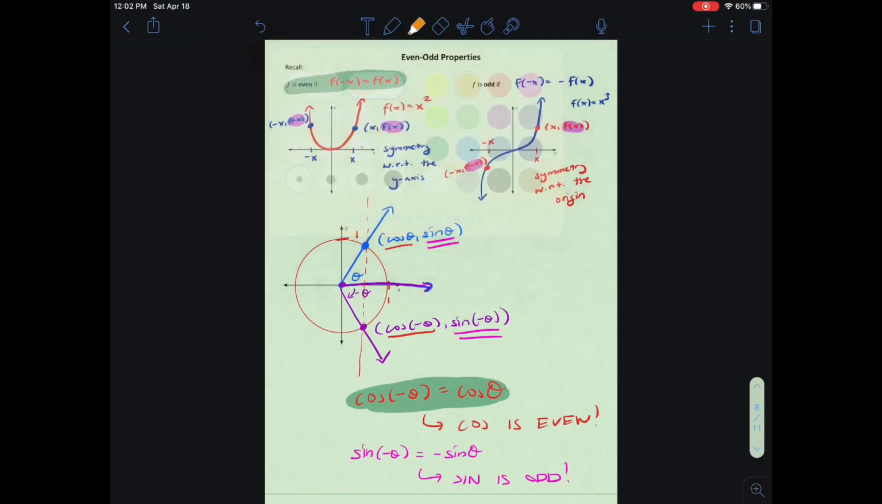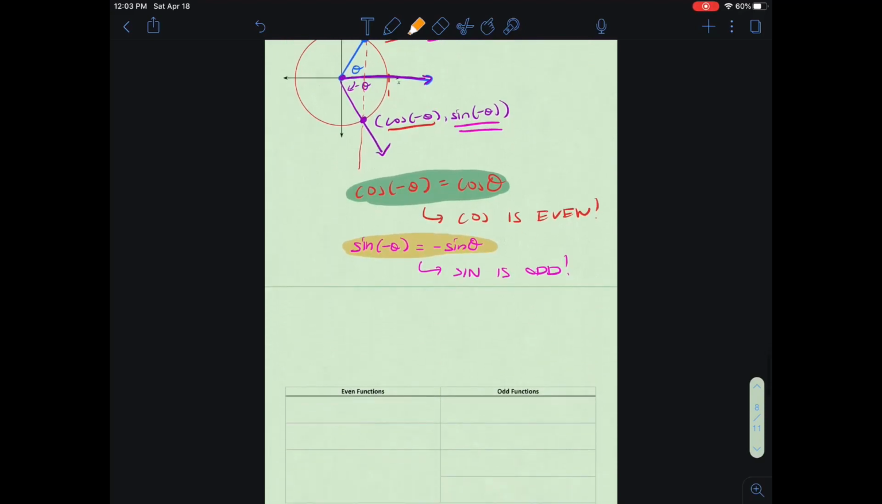So if you remember our definition of an odd function, we said f is odd if f of negative x equals negative f of x. You notice this is a very similar structure. And so we know that cosine is an even function and sine is an odd function. We'll be using these even and odd properties to better understand the tangent function. So let's look at tangent of negative theta.